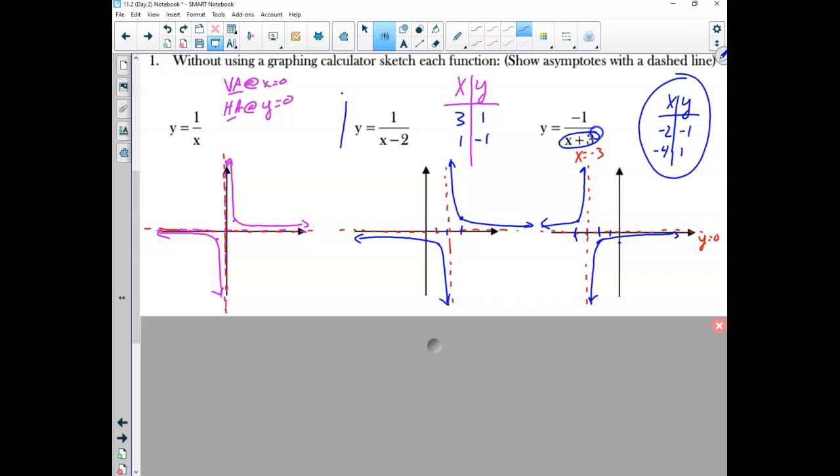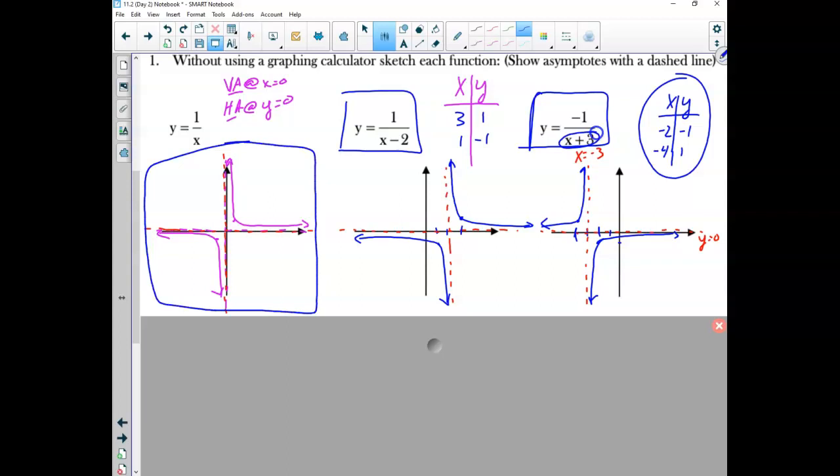Notice both of these, everything is the same. Both of those look identical to this. They are just shifted. The first one is just shifted right 2 units. The left one is shifted left 3 units, and it's reflected. So it's shifted left 3 units, and it's reflected because of that stuff right there.